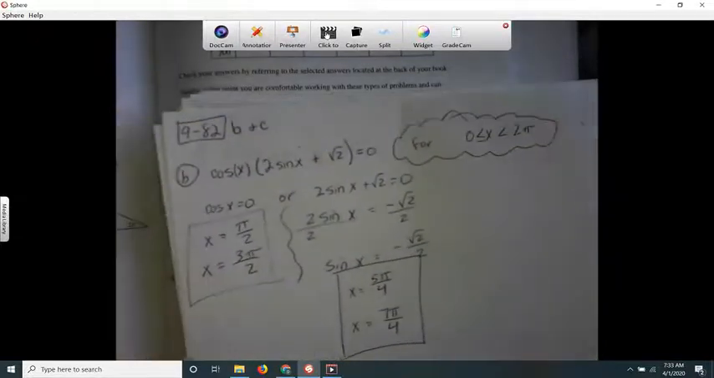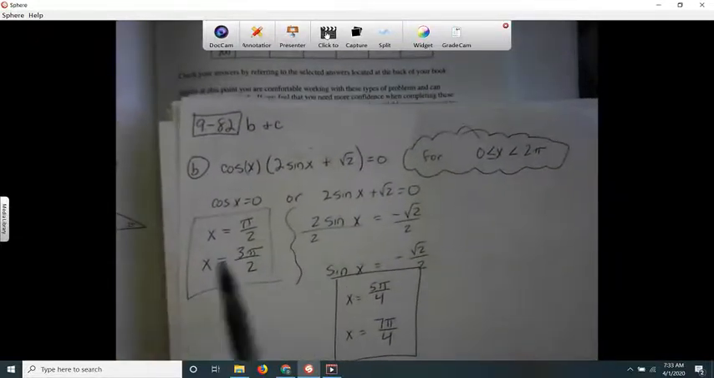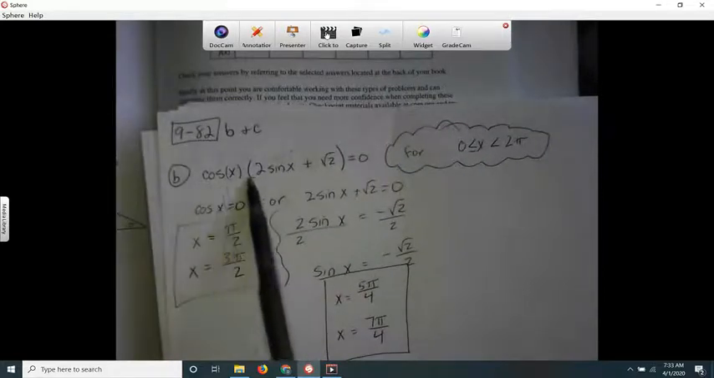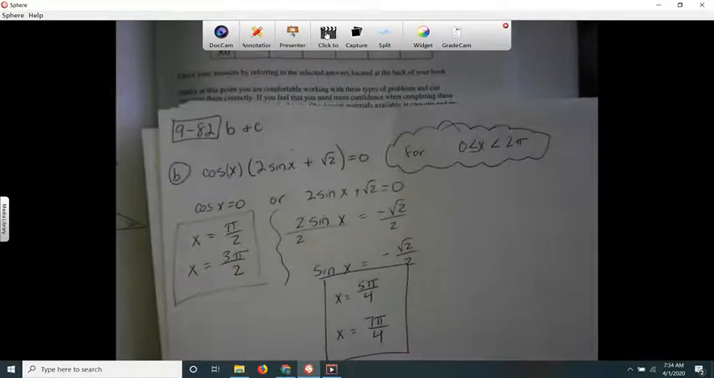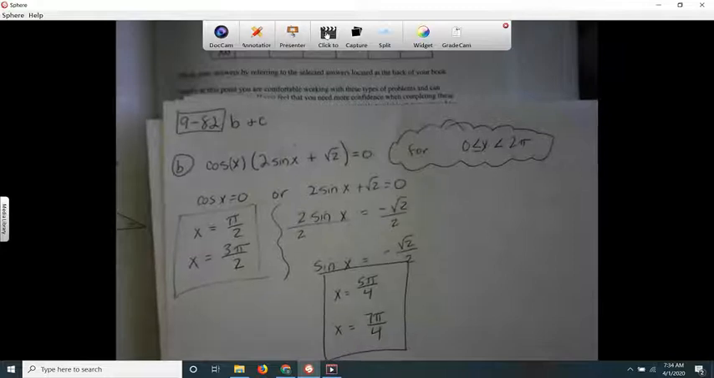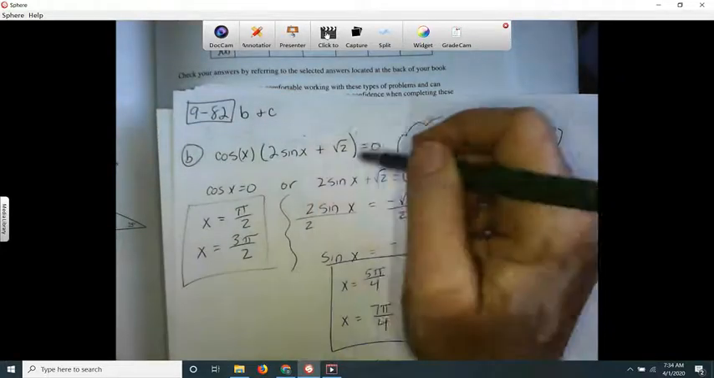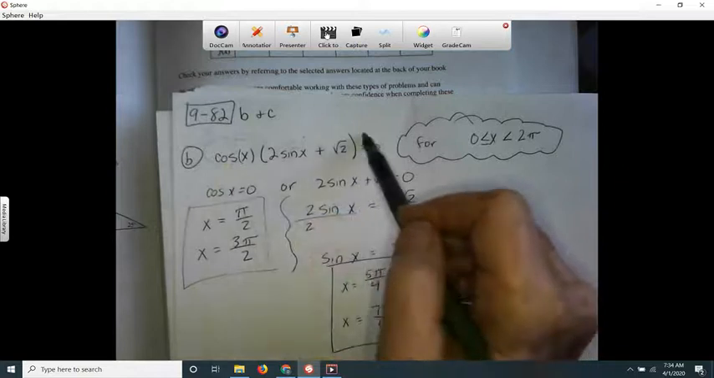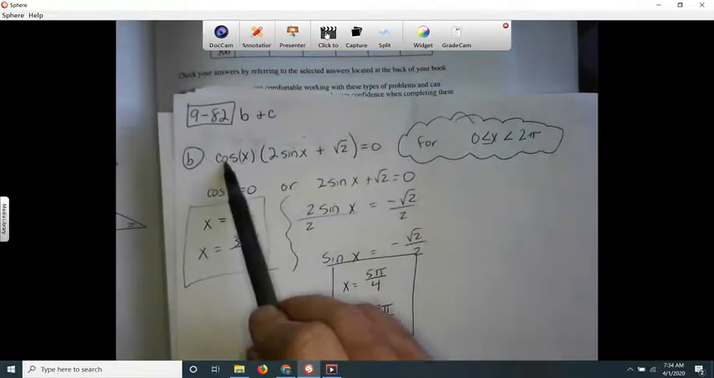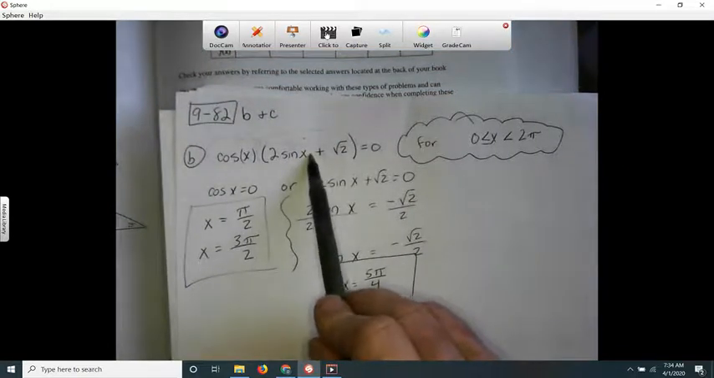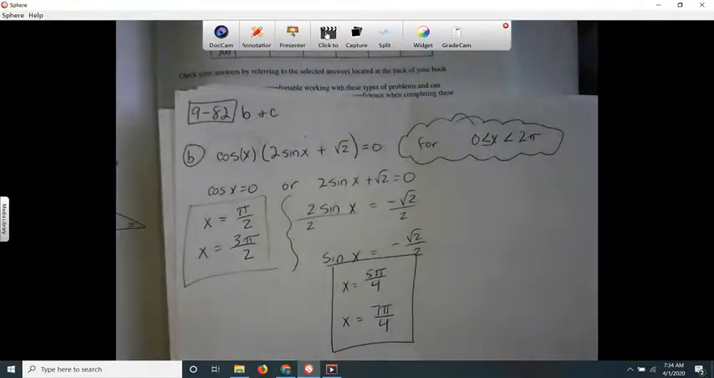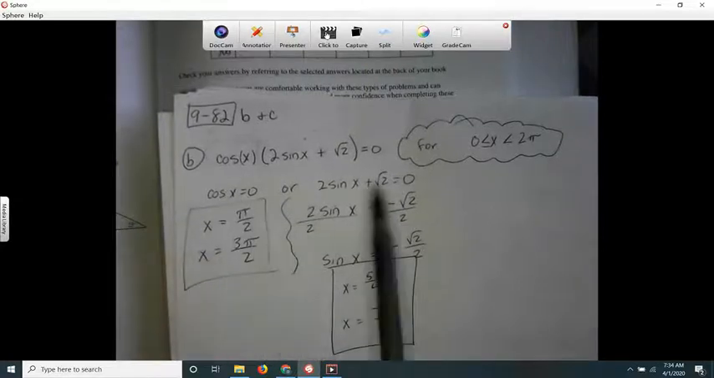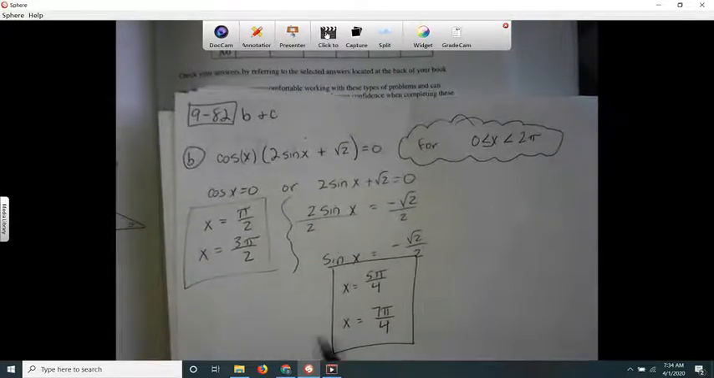So the way that you start this problem is, this is the original problem right here. It says cosine x times 2 times sine of x plus root 2 equals 0. If you're trying to solve it, you'll notice that these are factors. This thing is multiplying against this thing. If something times another thing equals 0, then you can use what we call the zero product property, just like when you're factoring quadratics or something.